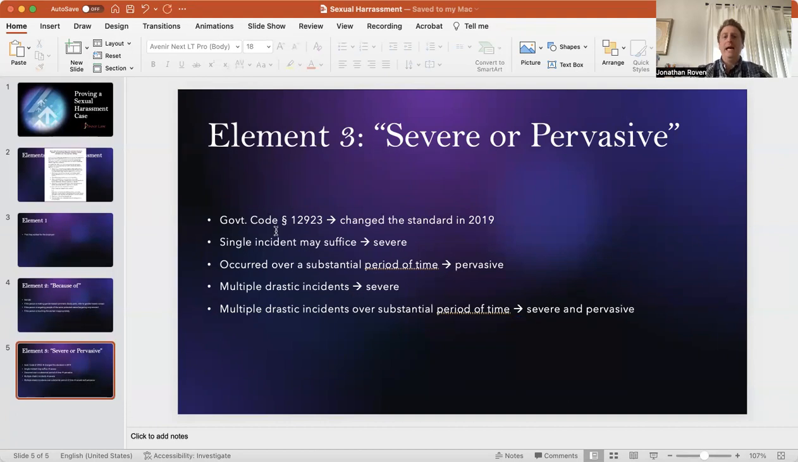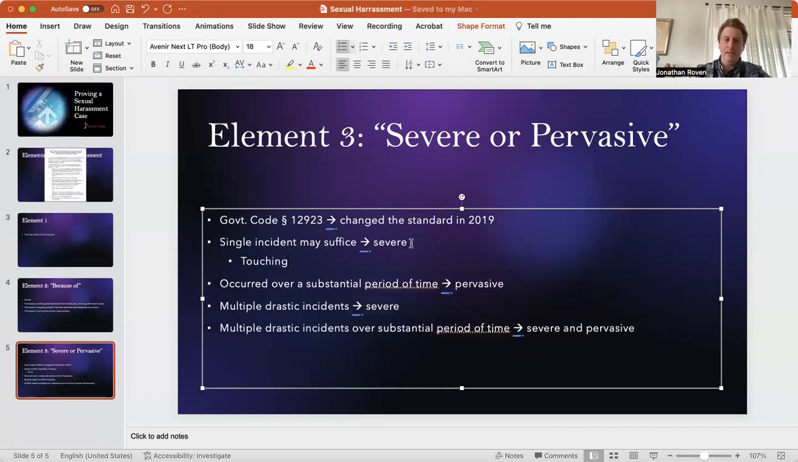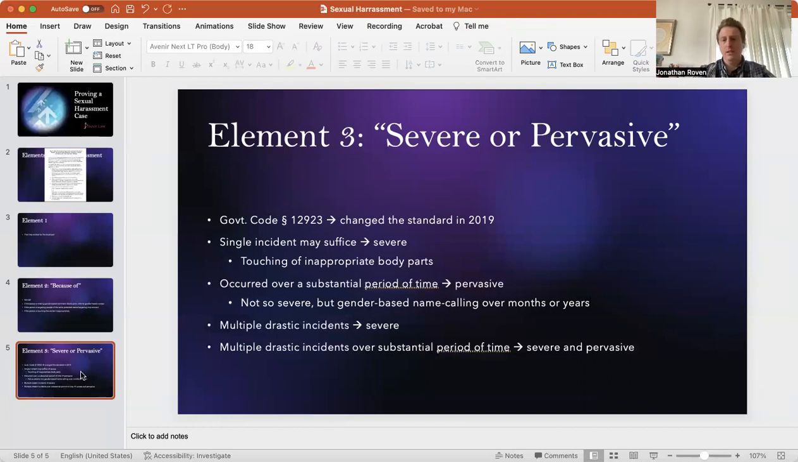And there's specifics as to what severe may be, maybe like touching of inappropriate body parts in one instance, or if it's pervasive, that it's not so severe, but gender based name calling over months or years, that could be pervasive, where it alters the person's ability to work.